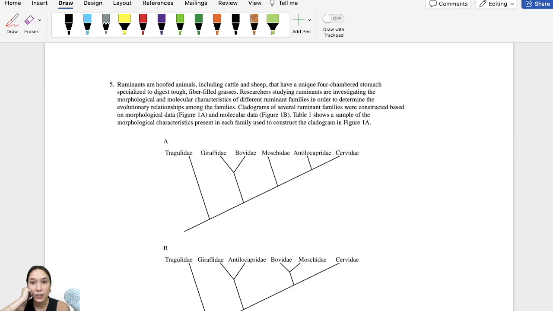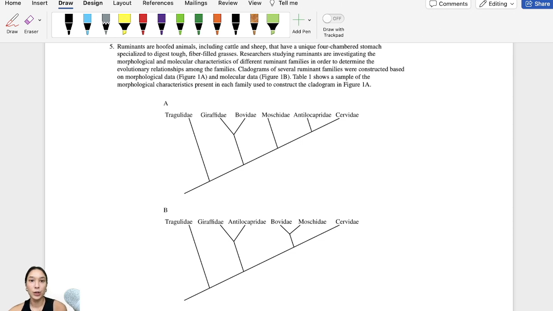Cladograms of several ruminant families are constructed based on morphological data, which is figure 1A, and molecular data, which is figure 1B. Table 1 shows a sample of the morphological characteristics present in each family used to construct the cladogram in figure 1A.